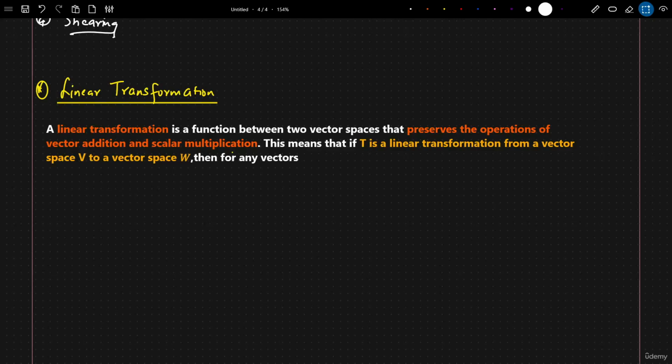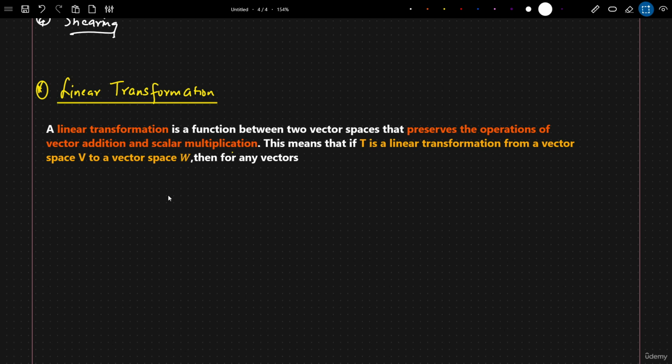Hello guys, so we are going to continue the discussion with respect to linear algebra. Already we have discussed transformation. Now we are going to see a type of transformation which is called a linear transformation. First of all, we'll go ahead with the definition. What are the conditions for linear transformation?